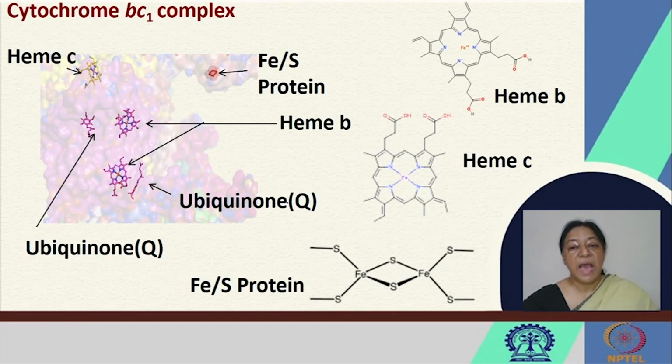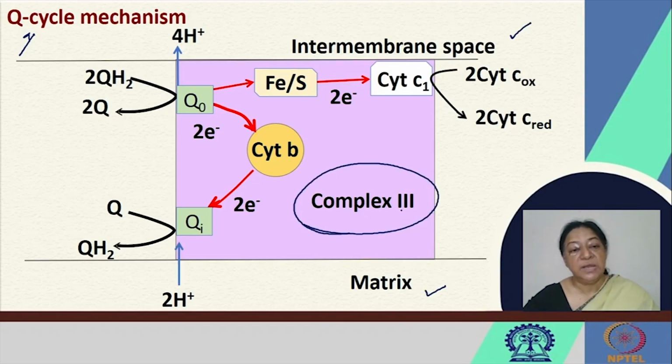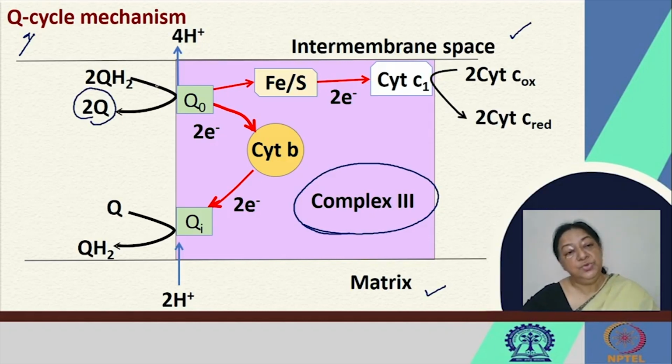Following this, we have a series of reactions known as the Q cycle mechanism, where we have the intermembrane space, the matrix, and complex 3 embedded in the inner mitochondrial membrane, and we have the formation of Q from the 2 QH2. And what we have is the involvement of the cytochrome C proteins here, where we have the electron transfer.